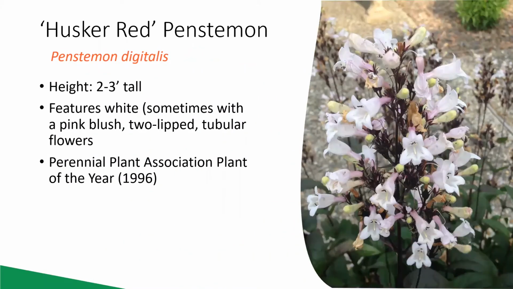Here is Husker Red Penstemon. So this features these tubular flowers. It does have a decorative nature with the foliage. The flowers bloom from mid-spring to early summer. And when those leaves emerge in the spring, they do have a deep maroon coloration, but they turn dark green during the summer. It was also the Perennial Plant Association Plant of the Year in 1996. So there's no serious insect or disease problems, but root rot could occur in overly wet soils.